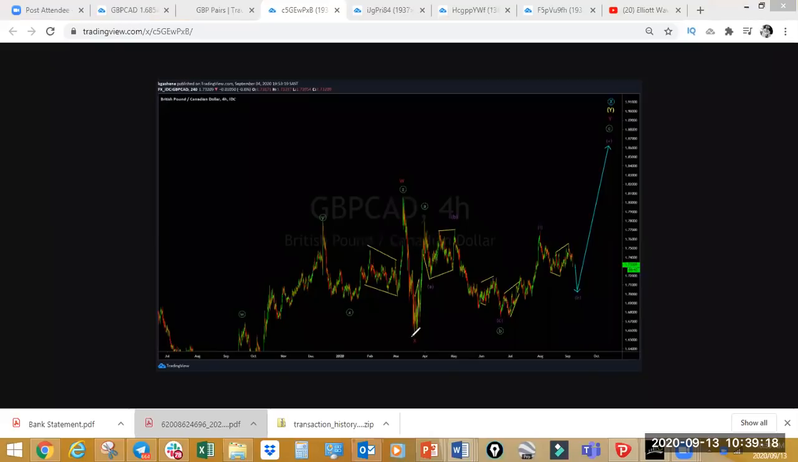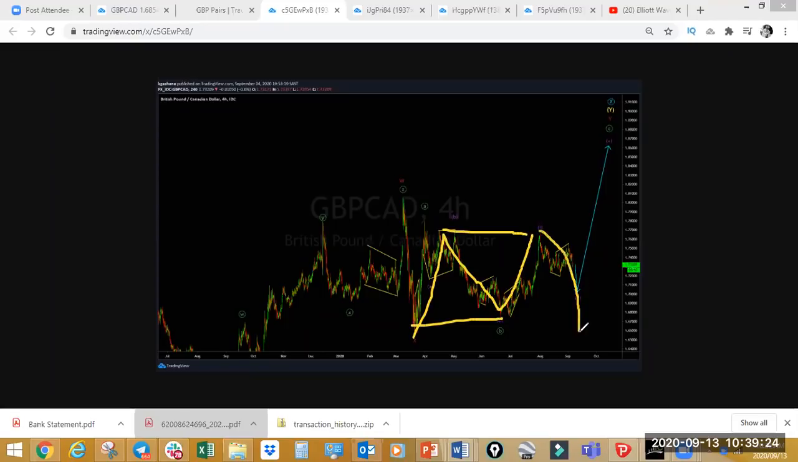So basically the structure that's playing out here is an ABC. We're going to adjust this in ABC corrective structure, and then we start looking for this one to make a move to the downside. This is the adjustment from what we forecasted to make a move to the upside.